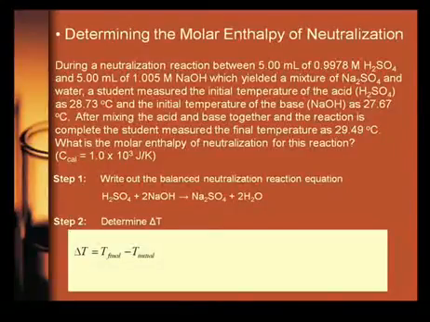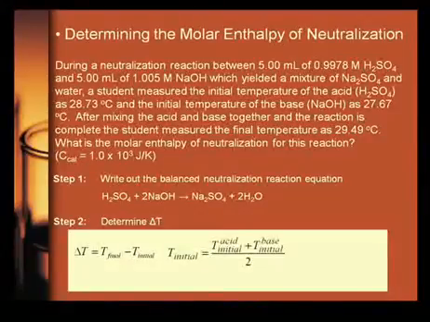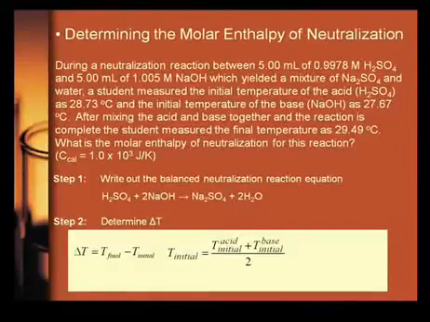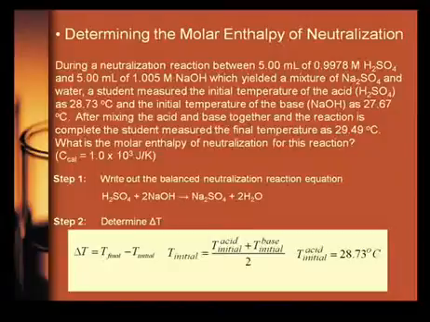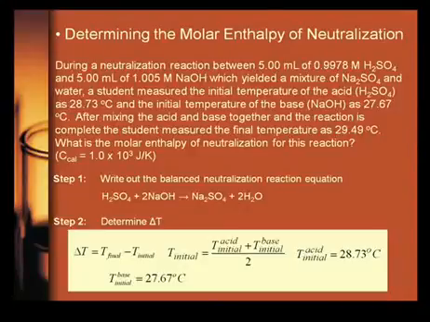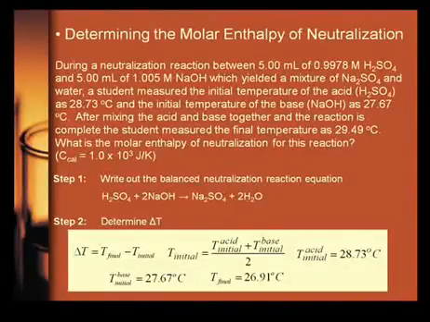Step 2 is determining delta T. Delta T is equal to T final minus T initial. And remembering, T initial is equal to T acid initial plus T base initial divided by 2. So T initial of acid is equal to 28.73 degrees C. T base initial is equal to 27.67 degrees C. And T final is equal to 29.49 degrees C.